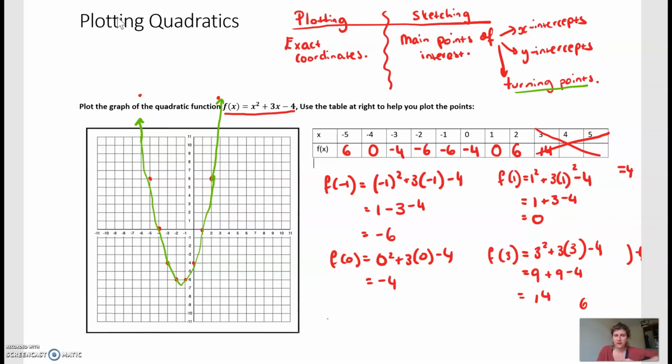Now if I put that in, if I do negative 1.5, and I do 1.5 squared plus 3 lots of negative 1.5 minus 4, and I work that out, I'm just going to be lazy and use my calculator.